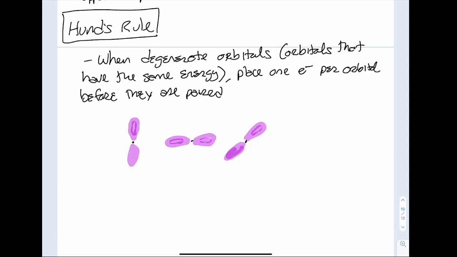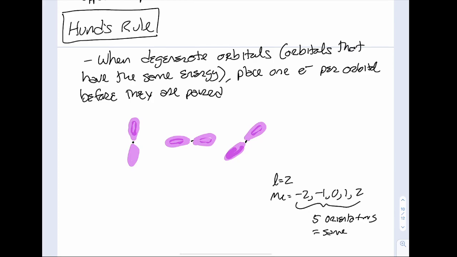When I get to my d orbitals, L is equal to 2, so M sub L is -2, -1, 0, 1, and 2. I have 5 orientations, and all of those are going to be degenerate. These are all going to have the same energy. So the values for M sub L have the same energy. Orbitals in the same subshell are going to have the same energy, so they're going to be degenerate.